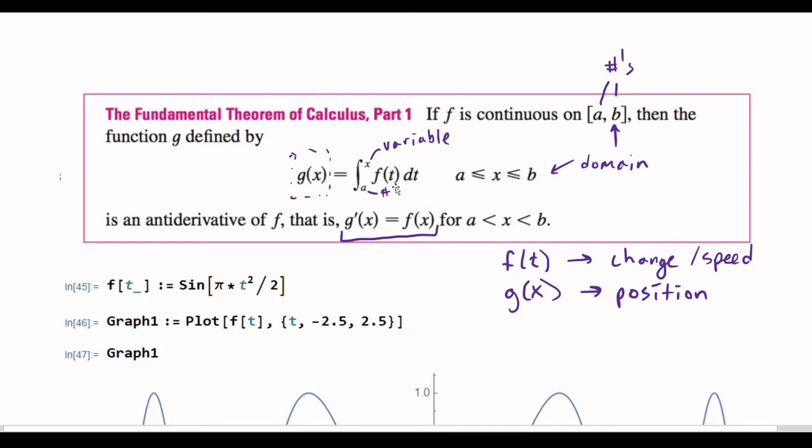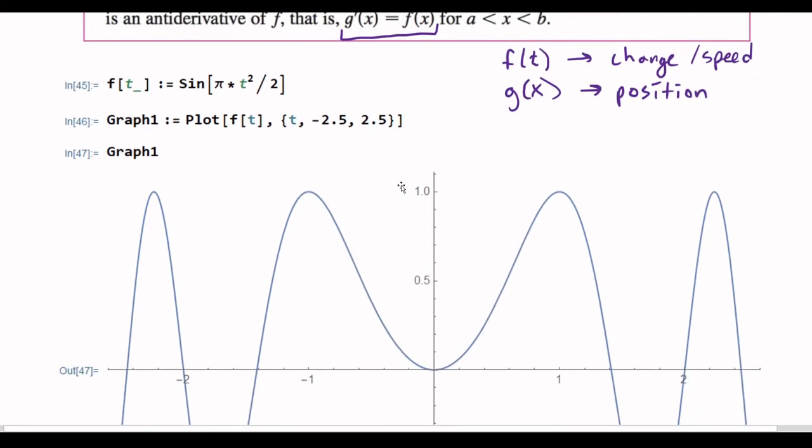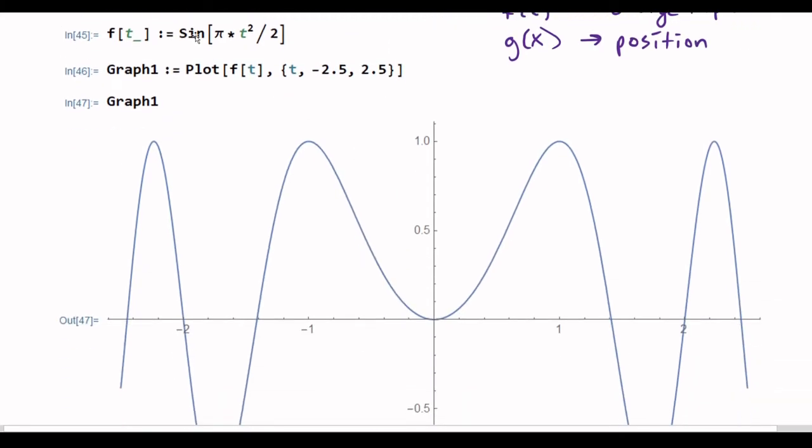So I'm going to start you off with a little crazier example here. Here's the function f of t is sine of pi times t squared over 2. All this is done in Mathematica. You can have the Mathematica notebook. It'll be posted for you to play around with.